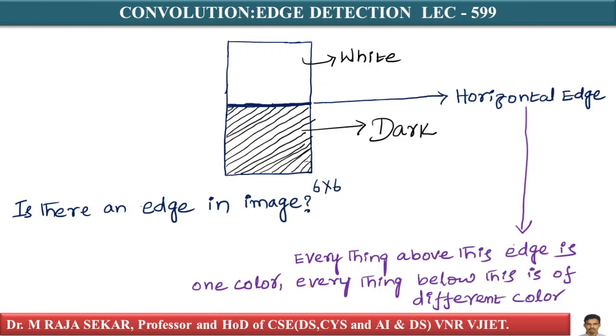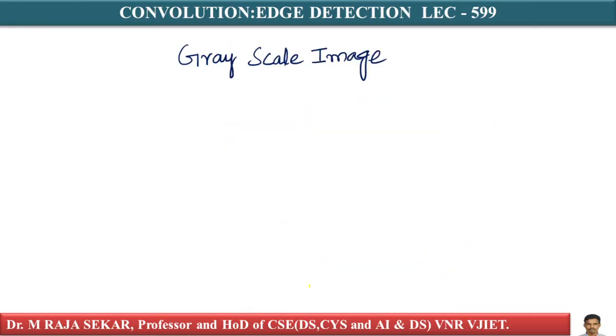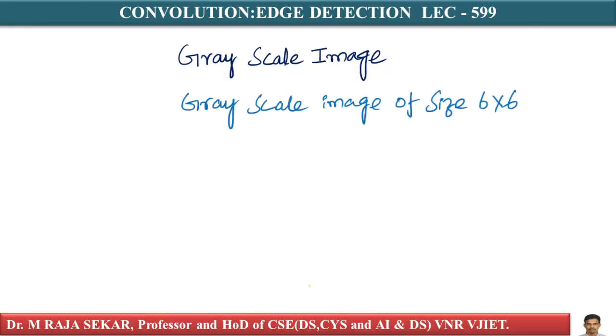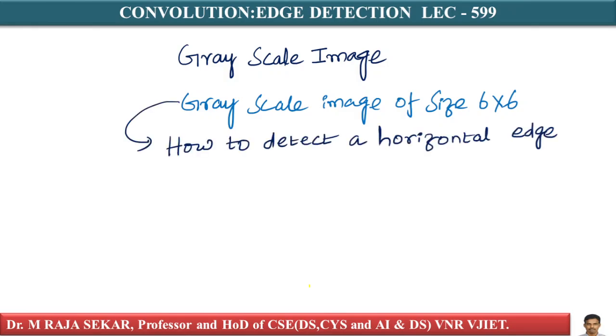Now our goal is, given this simple example of a 6 by 6 image, and for the time being a simple grayscale image, we will come to color images later. The size of this image is 6 by 6. And we will learn how to detect a horizontal edge. We will try to detect an edge and see how to do it.